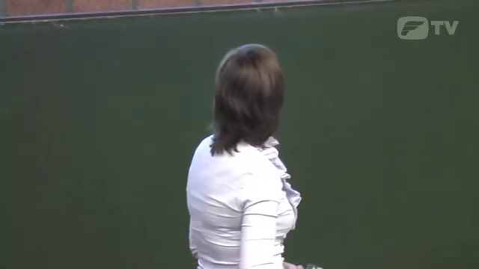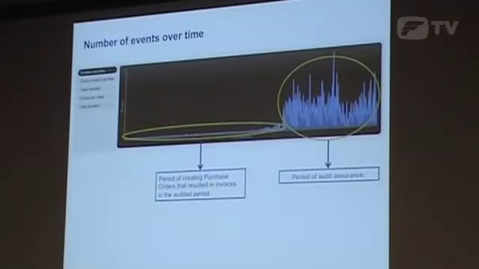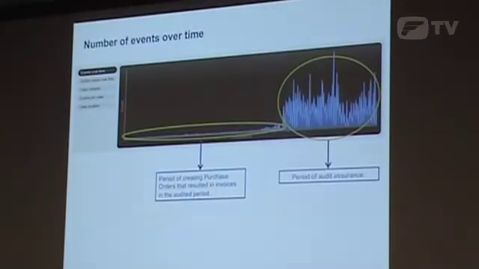Of course, it depends on how you set your filtering, et cetera, but still it gives them some sense of reality. Okay, then the number of events over time. You can see that at the right, at the bigger circle, you find all the peaks. This is the period of audit assurance, where the auditor is saying, okay, everything happened more or less how it should take place. A trace can also start more in the past, in the history.